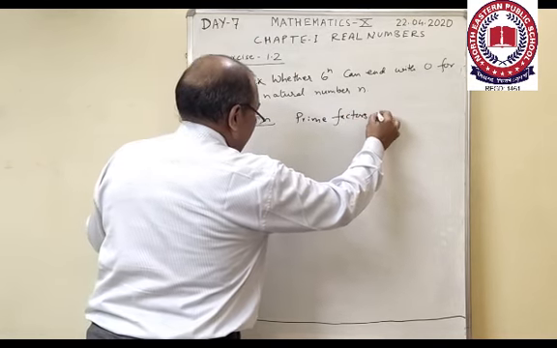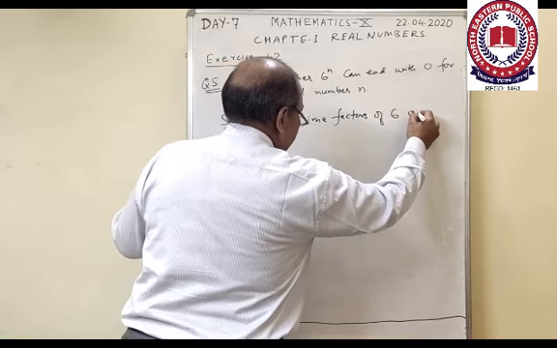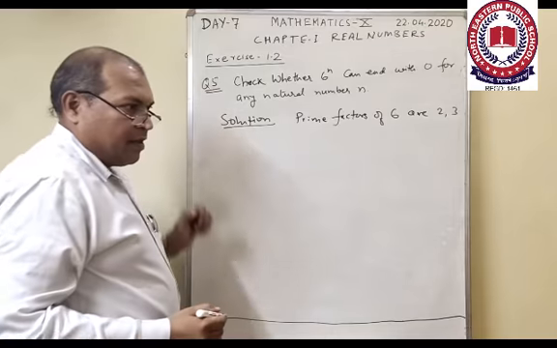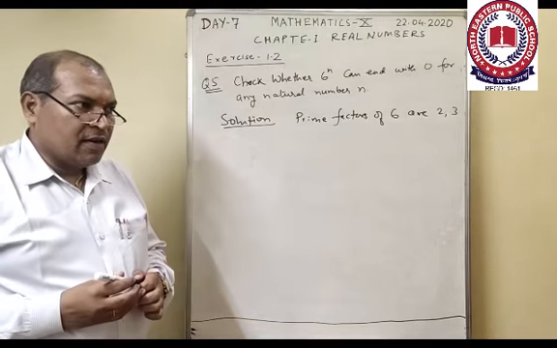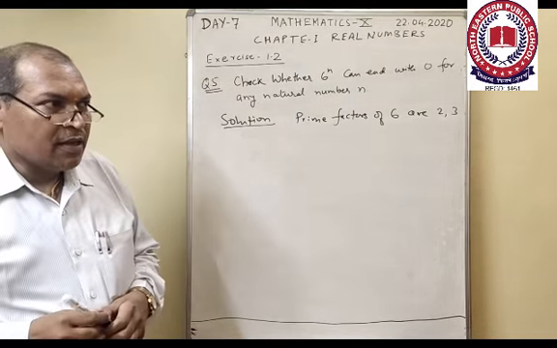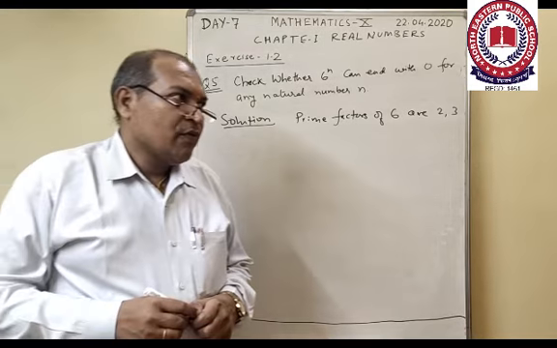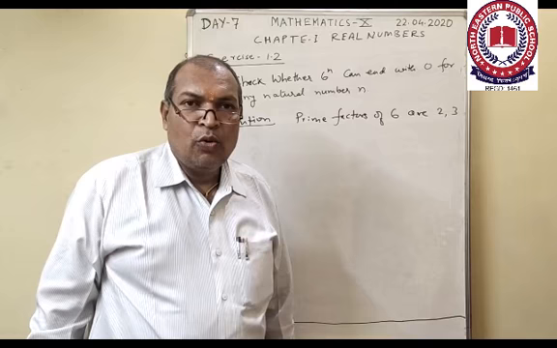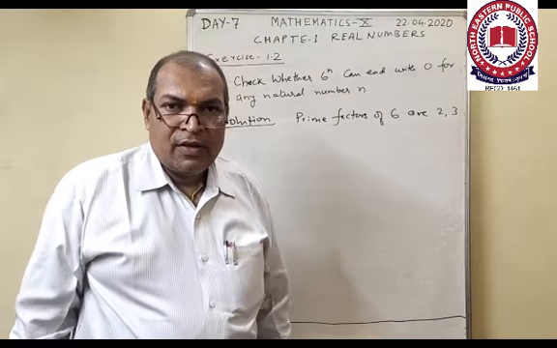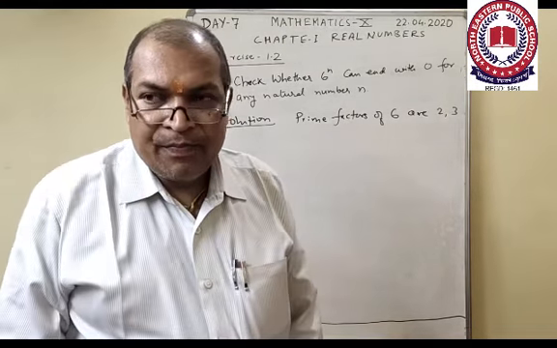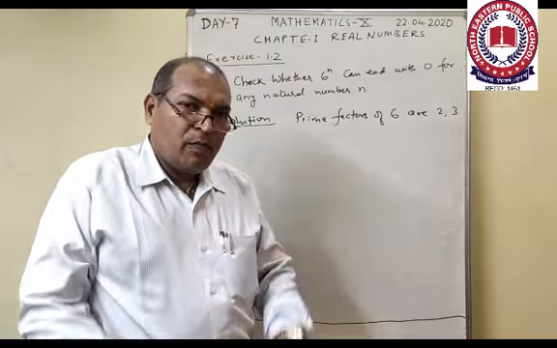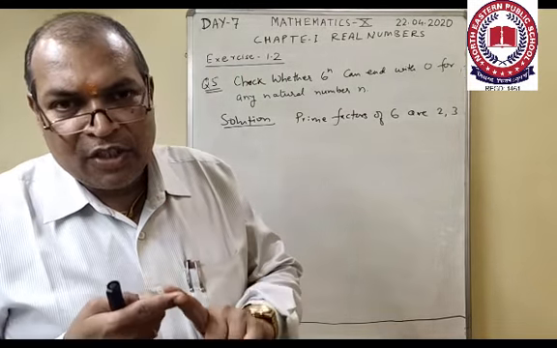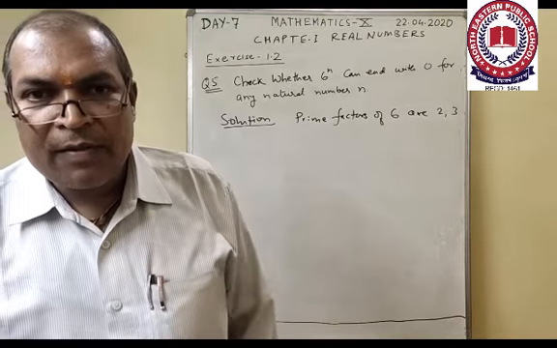prime factors of 6 are 2 and 3. Prime factors of 6 are 2 and 3. And we know whenever we multiply two prime factors, 2 and 5, then only the product of these prime factors will be ending with 0 in the units place.